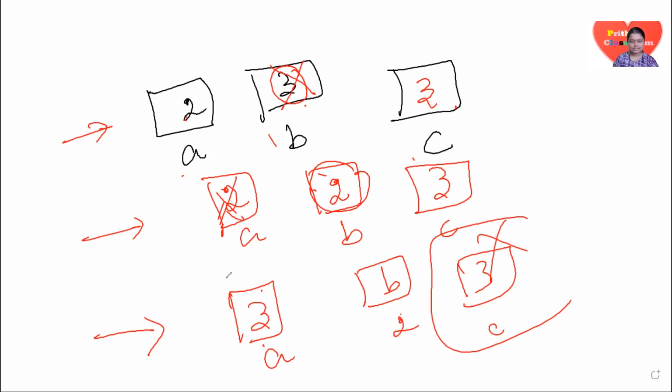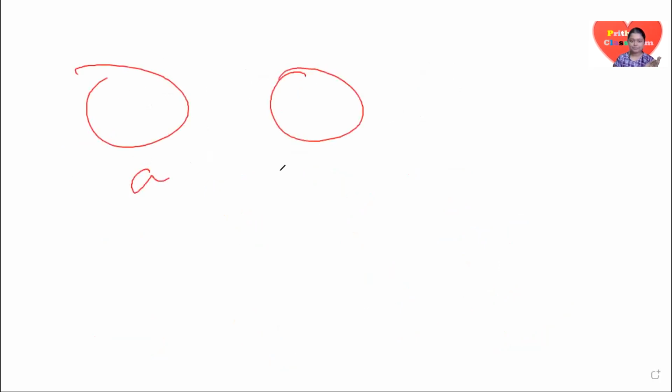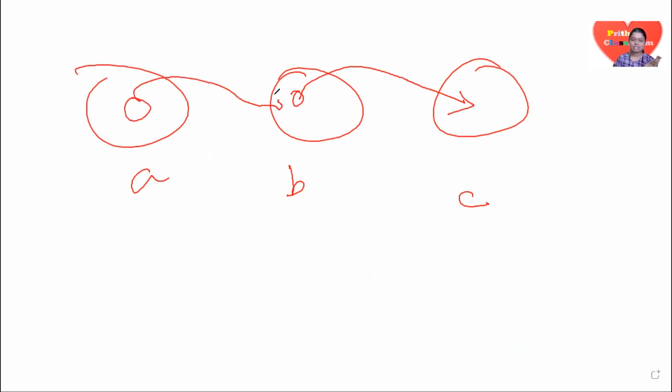So I hope you understood these concepts. You just want to remember one thing: before changing the values, we are just saving it in a particular variable. Like A, B, and C. We are just putting the B value here in C. After doing this, we are just putting the A value here. After doing this, we are just putting the C value here. I hope it is clear to you.